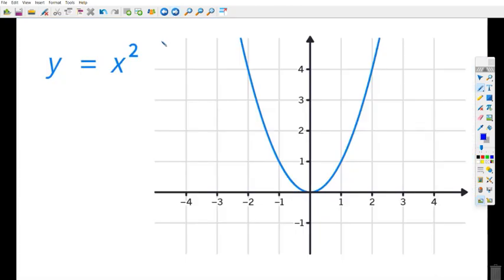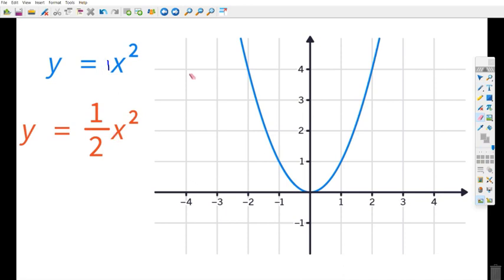So if I move here, that's my normal basic parabola, x squared, that's 1x squared. So what happens if I change that 1? Let's say I make it smaller. If I tell you to go and draw that, what do you think is going to happen?